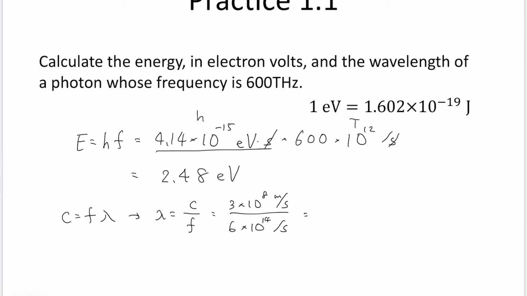So from this calculation, you can easily calculate 5 times 10 to minus 7 meters. So this is 500 nanometers. This is in the range of the visible light. This color corresponds to green. Okay, this is the end of this practice.